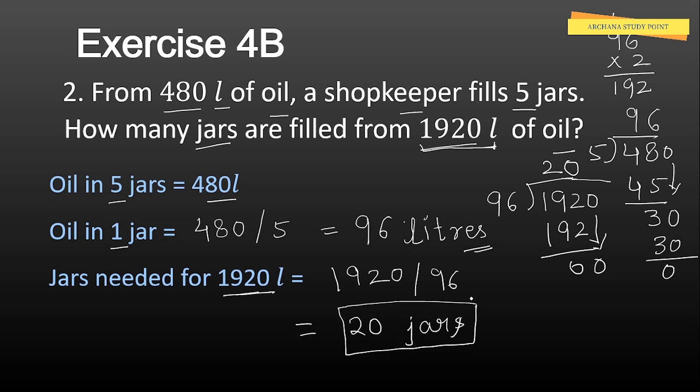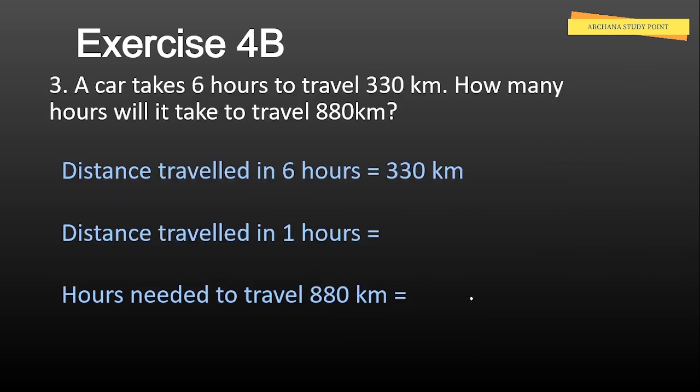I hope the question is clear. Now coming on to the next question, question number 3. A car takes 6 hours to travel 330 kilometers. How many hours will it take to travel 880 kilometers? So first of all, what has been given in the question? Distance traveled in 6 hours is given as 330 kilometers. We'll find out distance traveled in 1 hour, for which we will divide 330 by 6, and with this division we will find out the distance traveled in 1 hour.